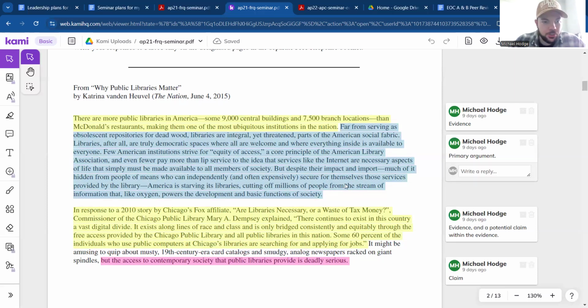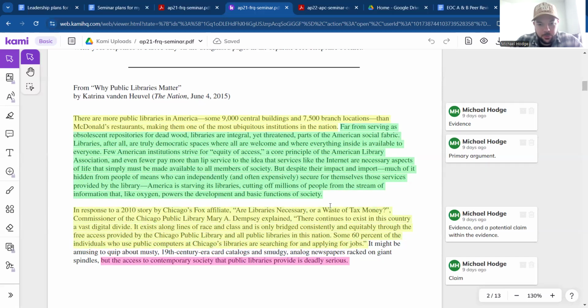So it's a, far from serving as, wait, no, that's not the part that I want. Where's the equity of access? Bingo. Few American institutions strive for equity of access. That was one of the parts of the main argument. A core principle of the American Library Association, and even fewer pay more than lip service to the idea that services like the internet are necessary aspects of life that simply must be made available to all members of society. But despite their impact and import, much of it is hidden from people of means who can independently and often expensively secure for themselves those services provided by the library. Bingo. America is starving its libraries, cutting off millions of people from the stream of information that, like oxygen, powers the development and basic functions of society.